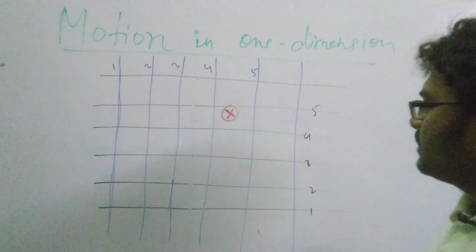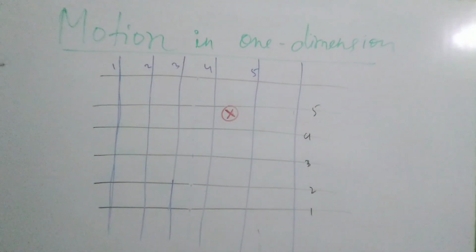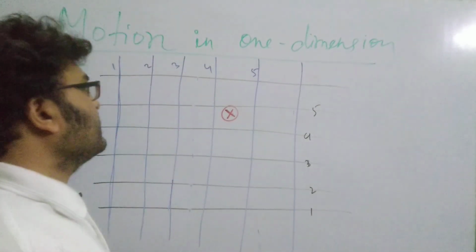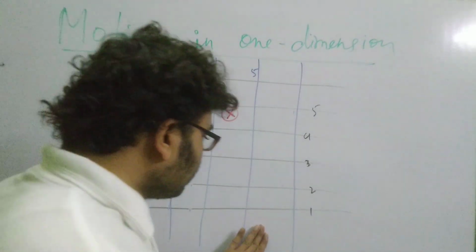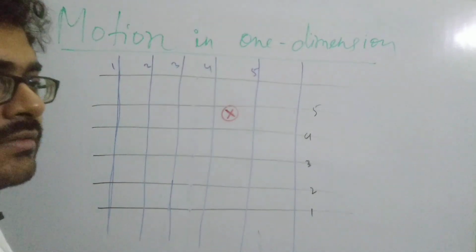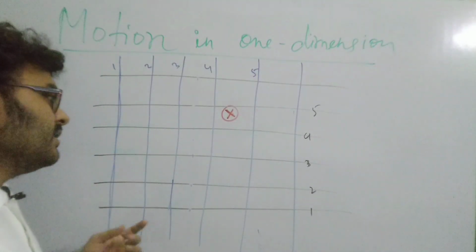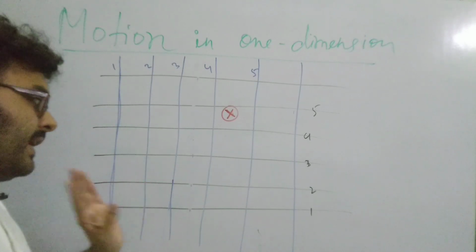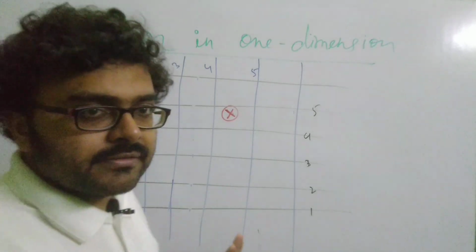Okay, so if you want to specify the location of this point, you will say what? If we move horizontally from the bottom, the point is located between line number 4 and line number 5. And if you move vertically, then it is located in between lines 4 and 5, isn't it? So this is a two-dimensional coordinate system where you are taking the help of two dimensions, two lines basically, to specify the point in the plane. This board is a plane.